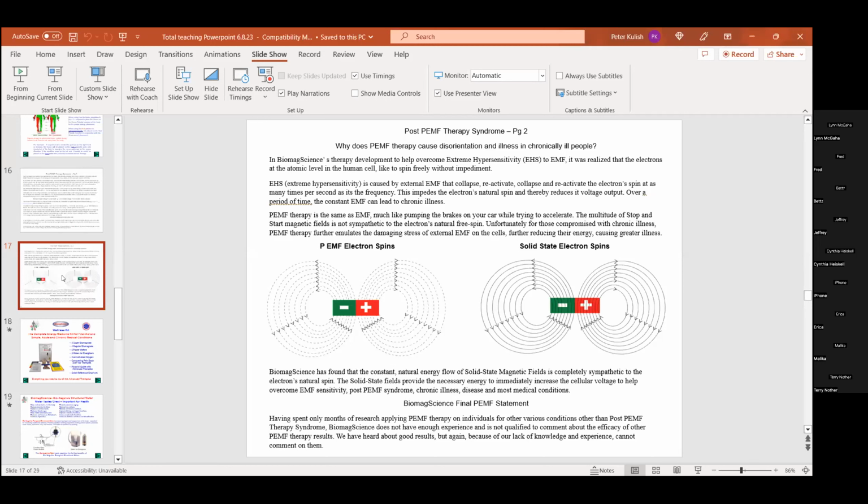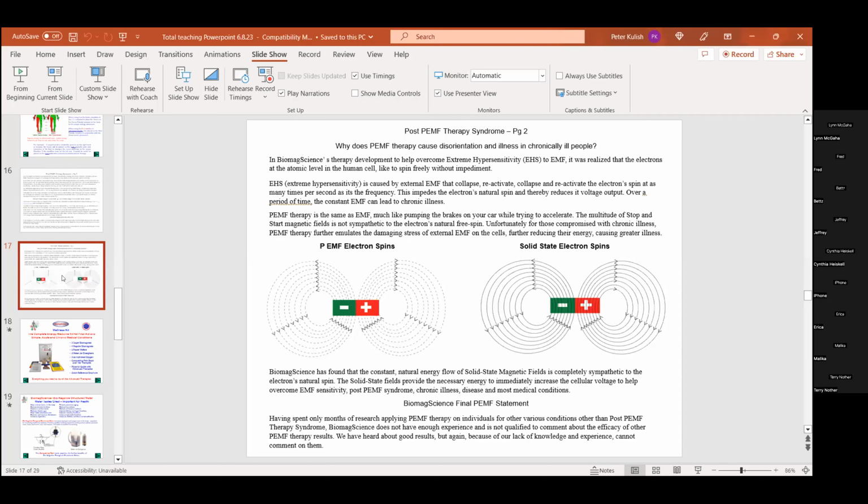But here's the point. As you look at this slide, the one on the right is solid state, or what initially was talked about as static magnetic fields. And I like to call them solid state magnetic fields. You see the right-hand rule on the right side, it's spinning clockwise. You see the left-hand rule on the left side from the negative energy is spinning counterclockwise.